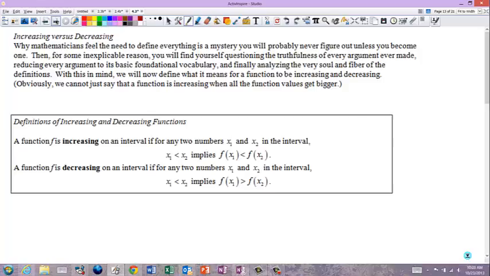Obviously, we cannot just say that a function is increasing when all the function values get bigger. A function is increasing on an interval if for any two numbers x1 and x2, x1 less than x2 implies f(x1) is less than f(x2). In other words, if it goes like that, it's increasing. If it goes like that, it's decreasing.